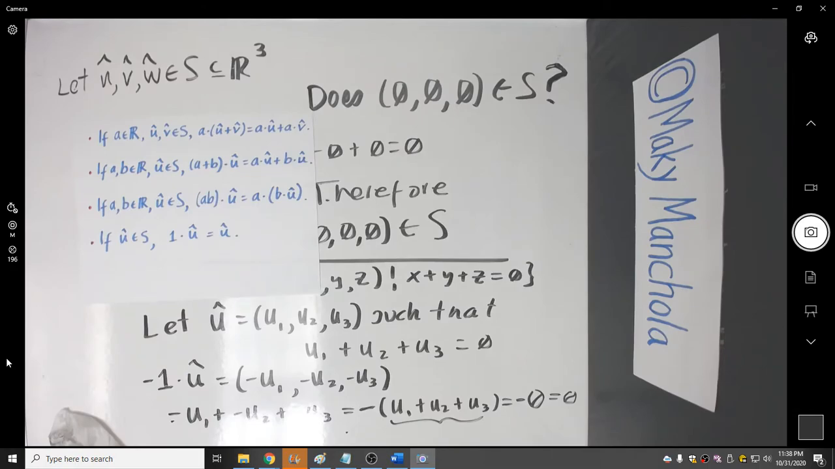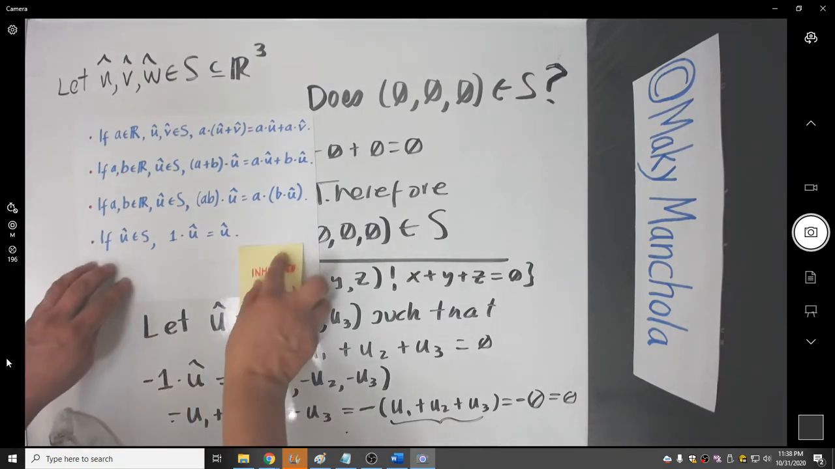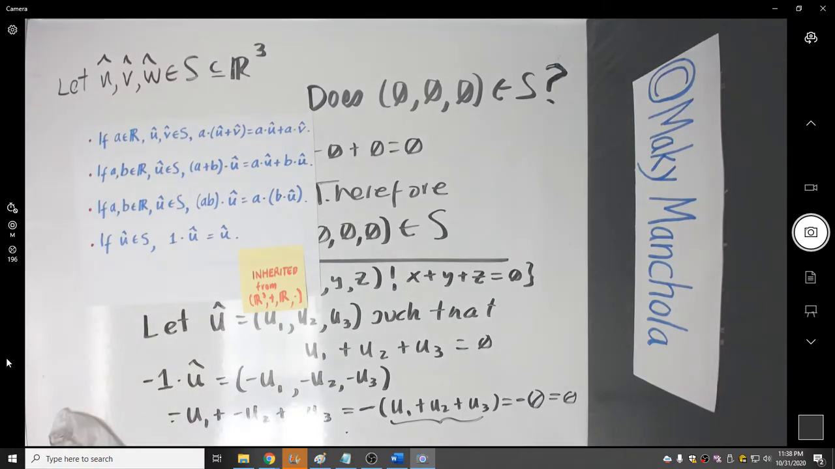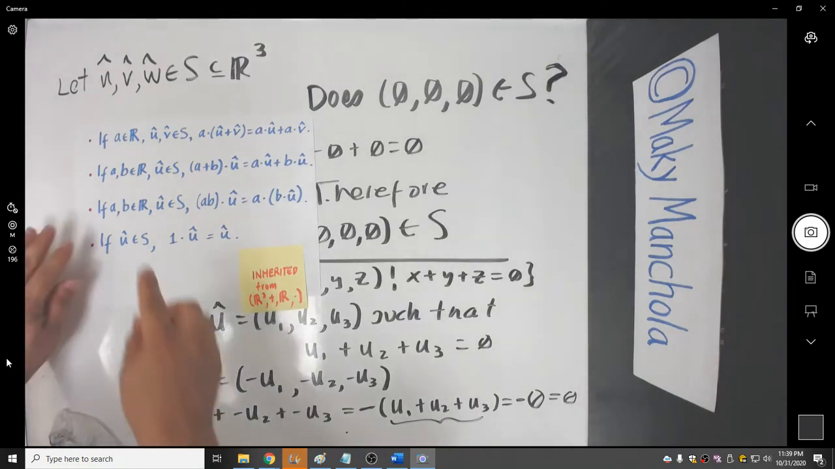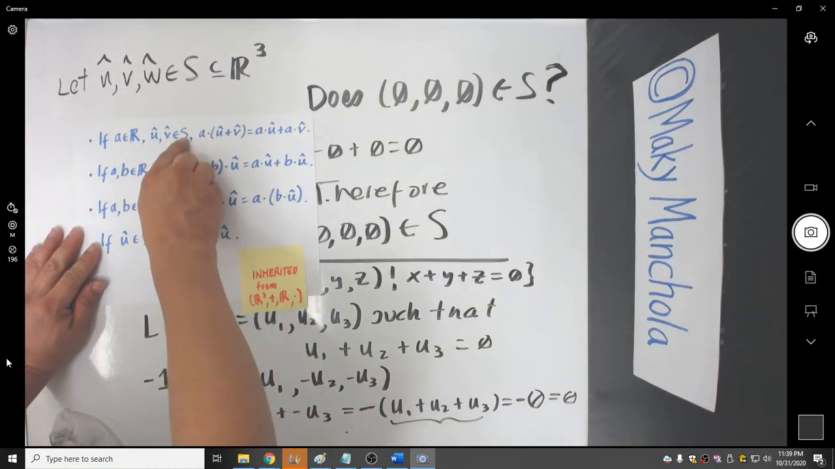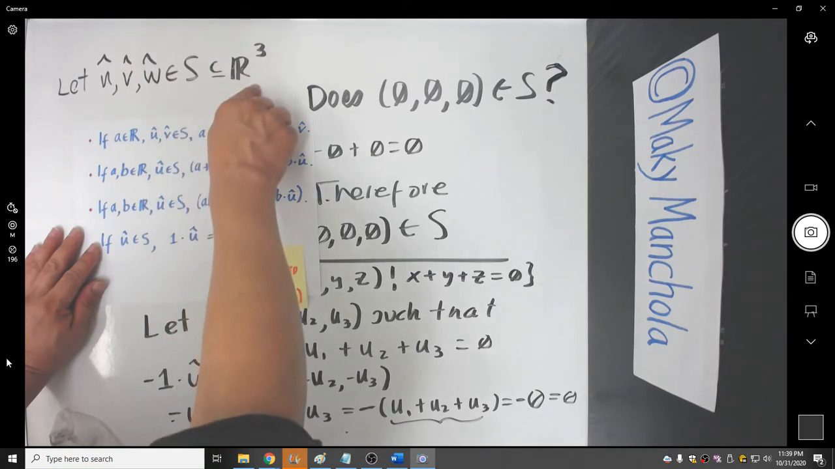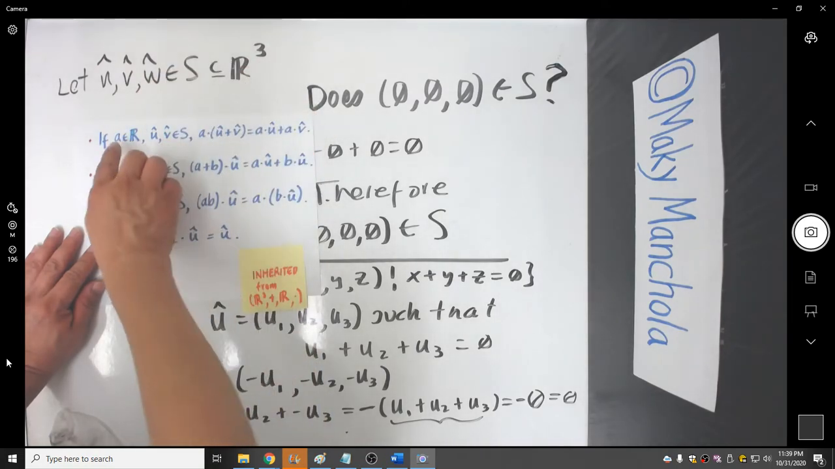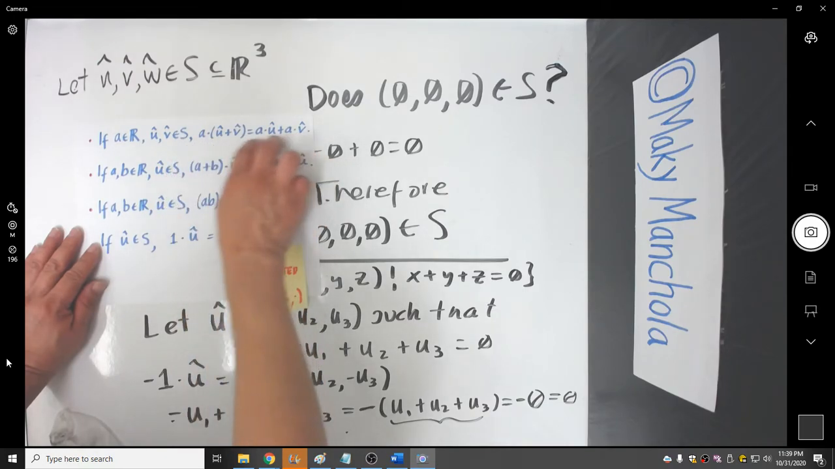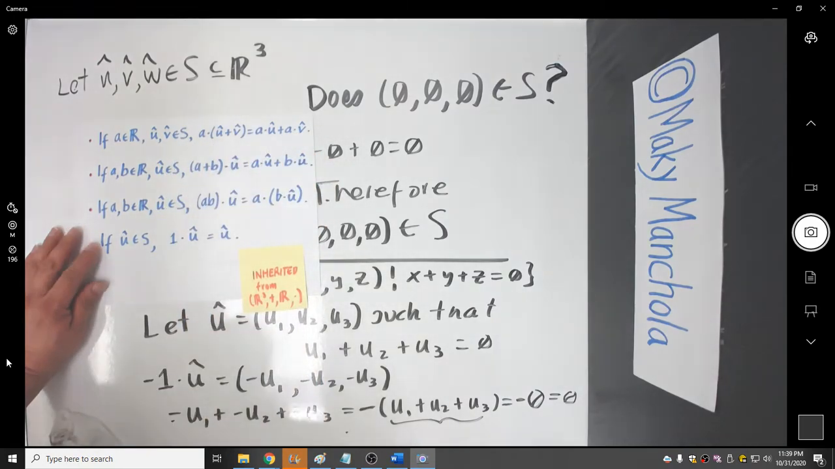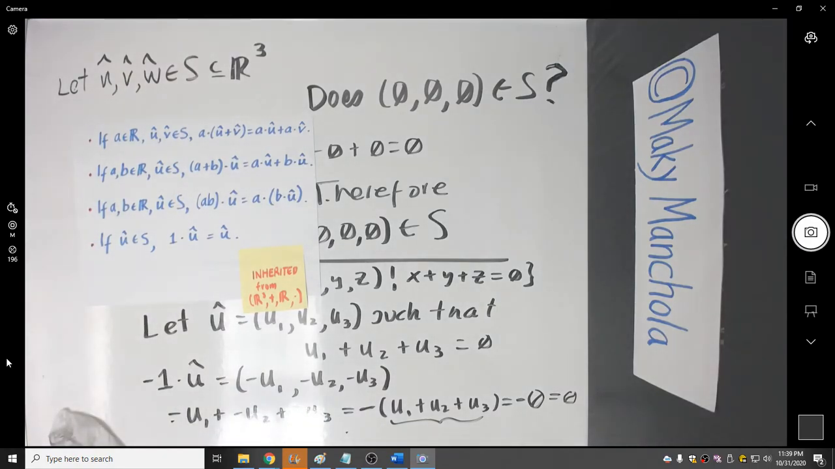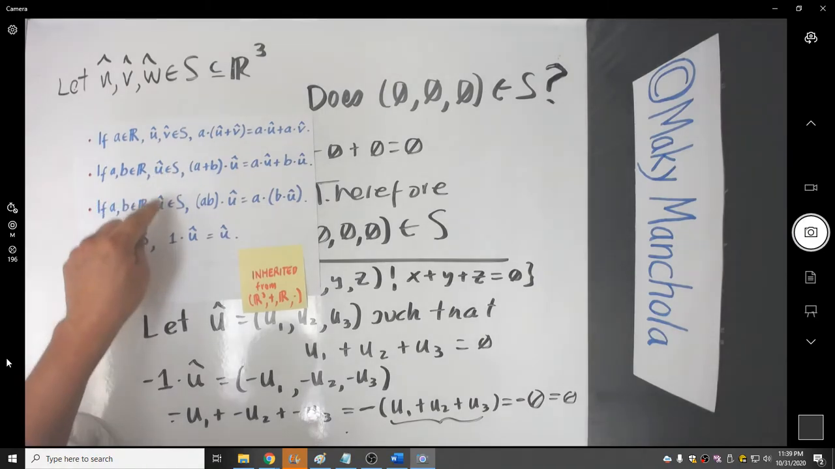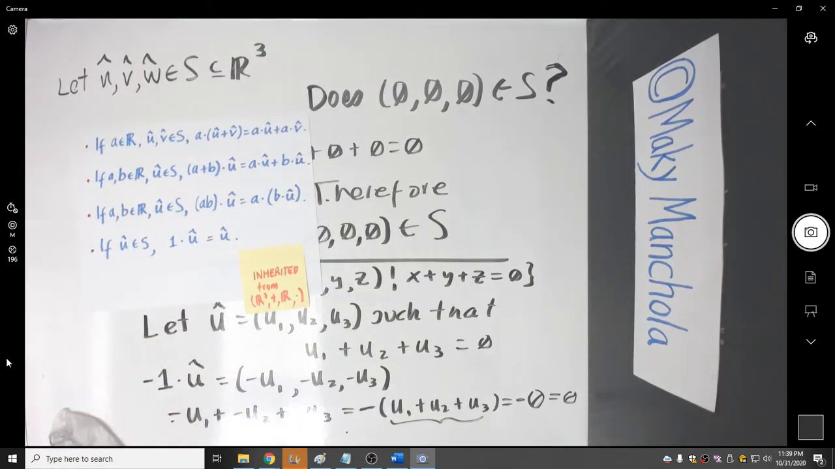Now, here all these four properties are inherited from the vector space, from the linear space R3. How is that? Well, if I pick two elements in S, since S is a subset of R3, then these two elements are in R3. So this is immediately obtained because that property is satisfied in R3. Similarly for the last three properties.